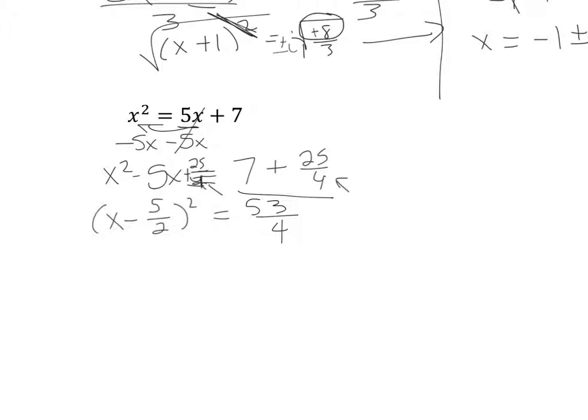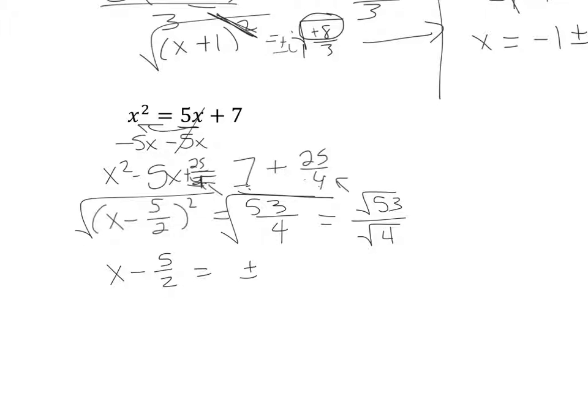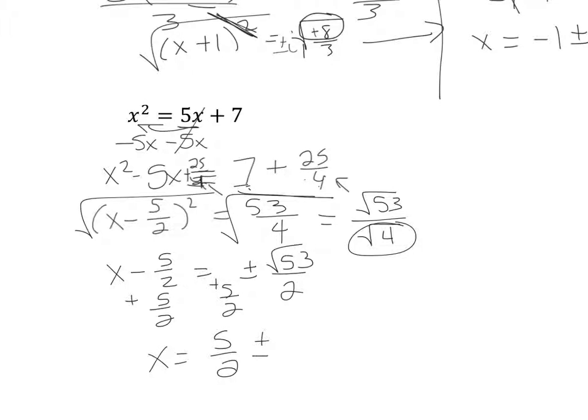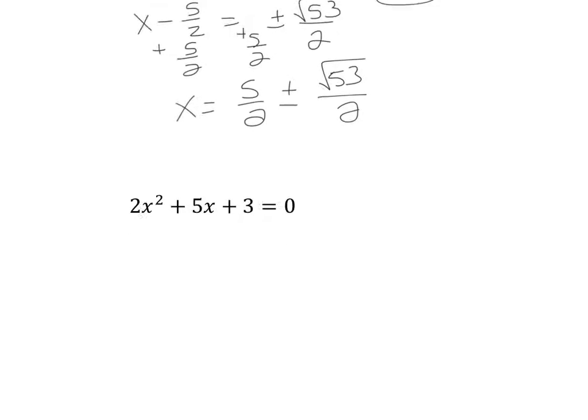Use your calculator, get common denominators, whatever you have to do to add those two. Take the square root: x minus 5 over 2 equals plus or minus radical 53 over radical 4. The square root of 4 is 2, so I can just put that there, and radical 53 stays on the top, and then I simply add 5 over 2. Our final answer is 5 over 2 plus or minus radical 53 over 2. It's nasty, but it's done.